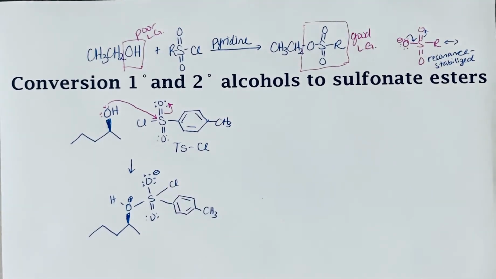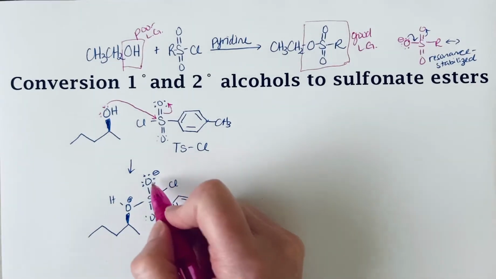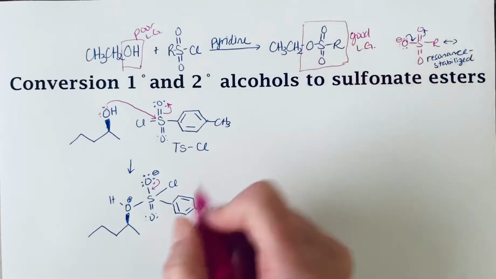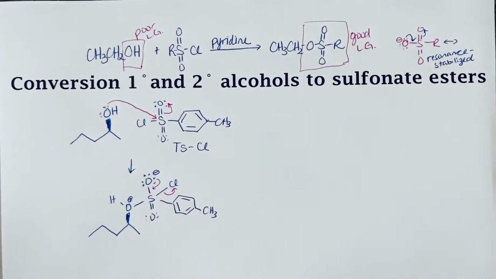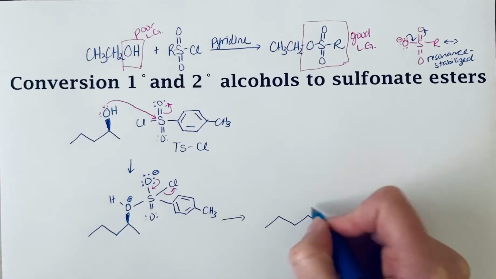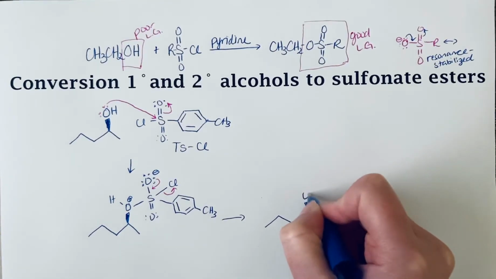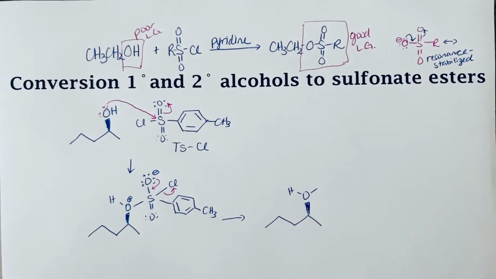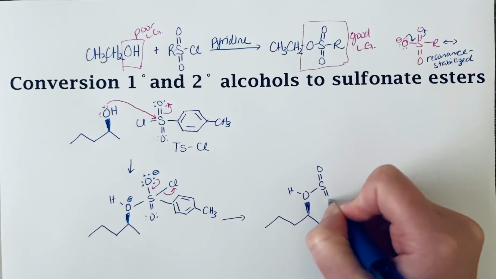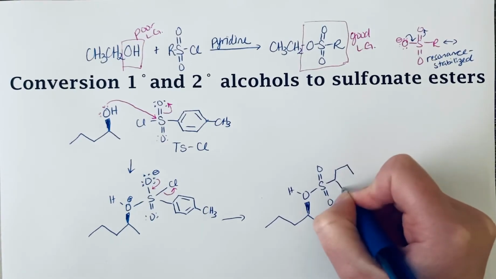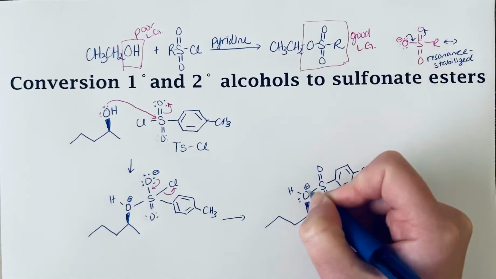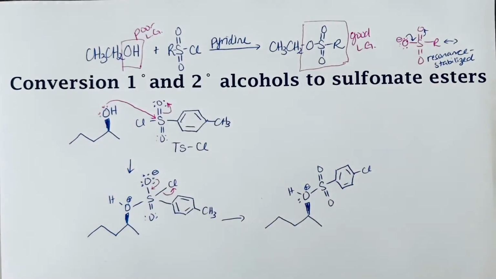What happens next is these electrons on the oxygen come back down to form a double bond. That's how we get the double bond in the product, and it kicks off the chloride as a leaving group. Then we have this general structure. Our oxygen is still protonated, and now we have the bond to this sulfonate ester. So there it is. We've got our toluene on there, and there's a positive charge on this oxygen, and that's where pyridine comes into play.